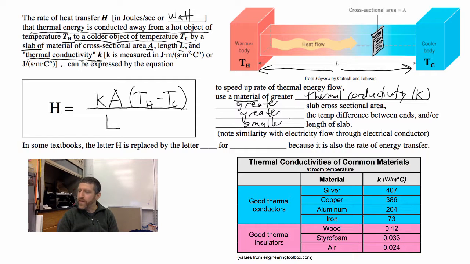All right, now in some textbooks, the letter H is replaced by the letter capital P for power, because it is also a rate of energy transfer.